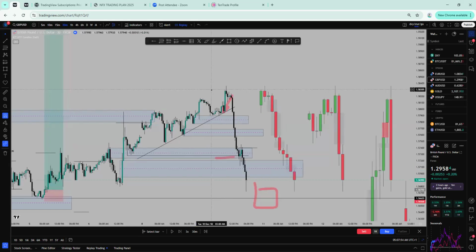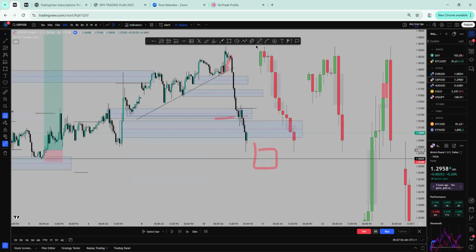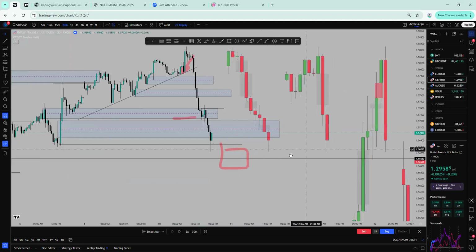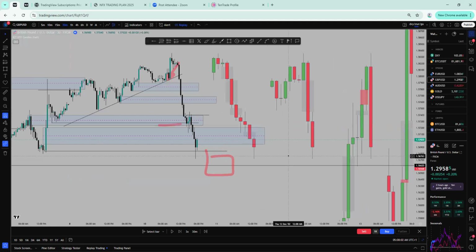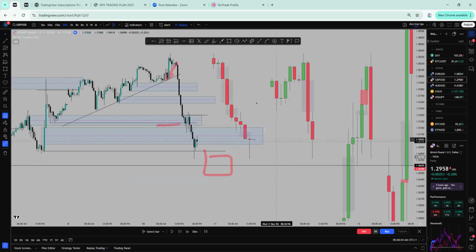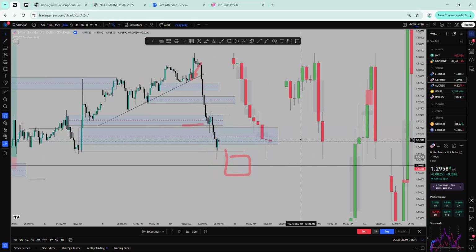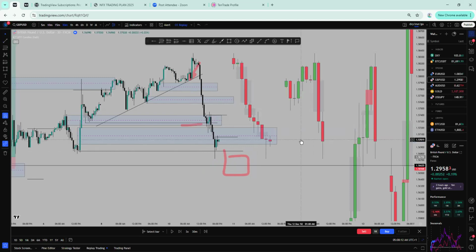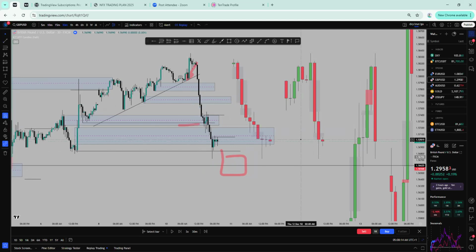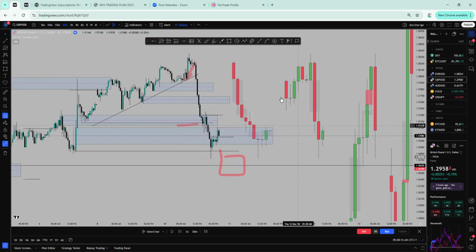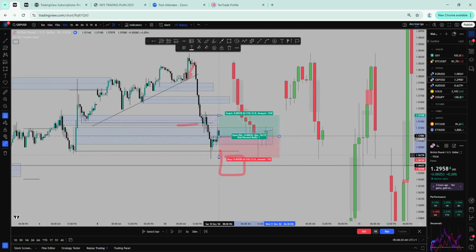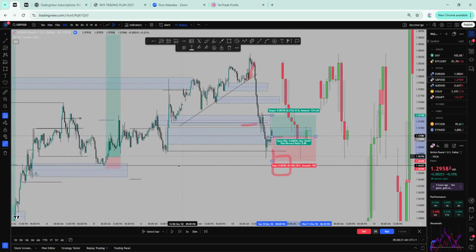You can even see price took out this low. That's interesting. Let's see what happens. We just need a good displacement candle. That's probably price maybe closing above this high, and we'll be getting on our longs. Good. That's a nice displacement and a retest immediately. We can take our buys from there with our stop loss.